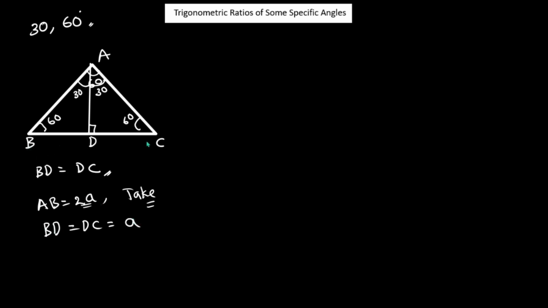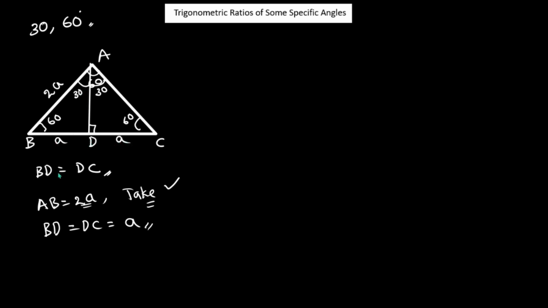So the total BC is 2A here, right? BD and DC will each become half of it. That becomes A, so now BD and DC are equal to A. Let's find AD here so that we can know all the sides. I'm writing what we know: AB is 2A, and BD and DC are each small a.